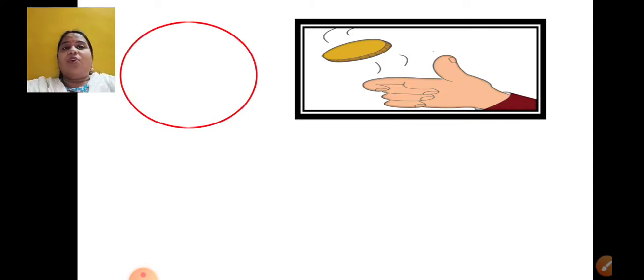The sample space for 1 coin tossed is as easy as head or tail. There are only 2 elements in it, so n of s will be equal to 2. Yes, sample space for 1 coin tossed is H, T and n of s is equal to 2.